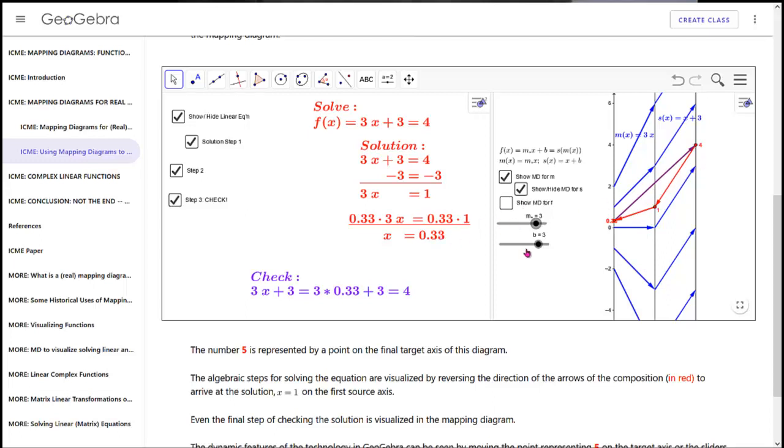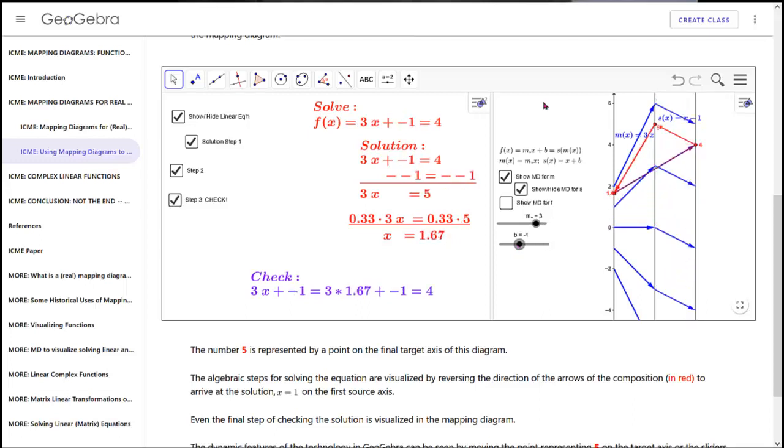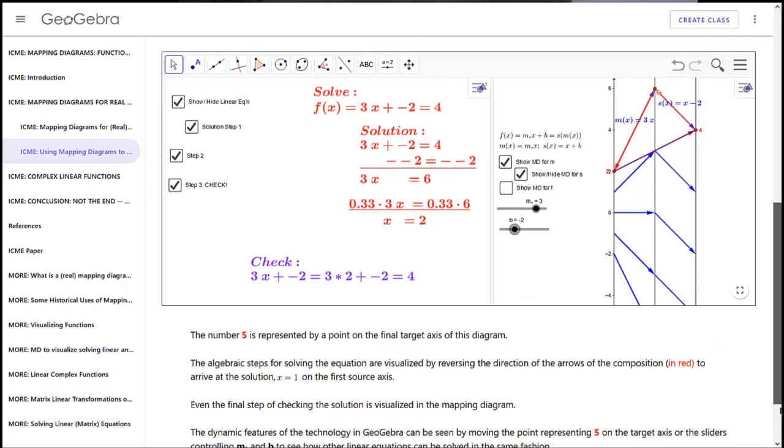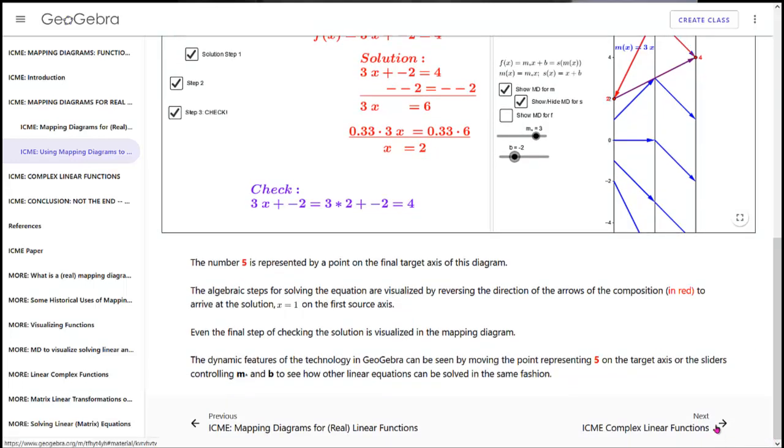And we can also change the b, again using the slider. We can change the b to subtracting 2. So instead of subtracting 1, now we're adding 2 to reverse, and then dividing by 3. So this mapping diagram visualizes the algebra in these steps, and I think that's a useful connection to make for students at the beginning of their algebra, and it works further on.